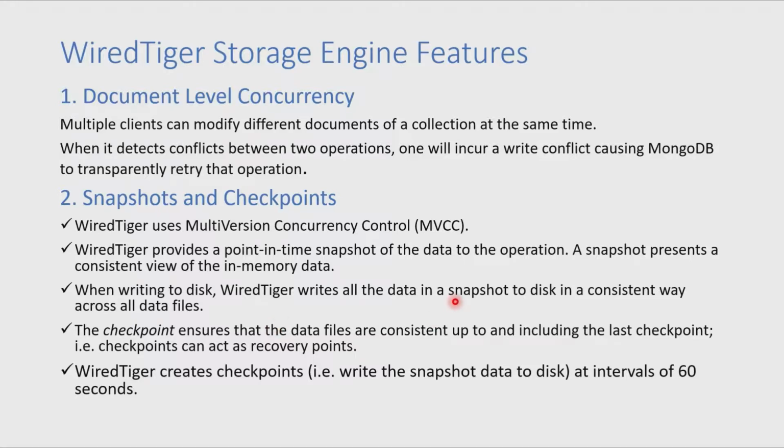One is the persistent data will be written to the disk, and in a consistent way on all the data files. That is known as checkpointing. So the checkpointing will ensure that the data files are consistent, and it will make sure that everything is consistent till the last checkpoint. So checkpoint, we can say it's a recovery point. Till that point, data is saved in your data files.